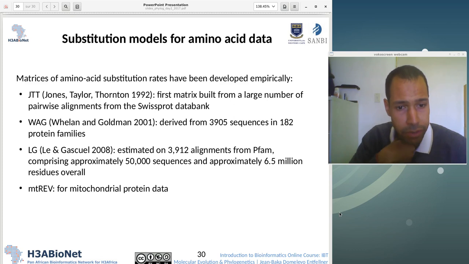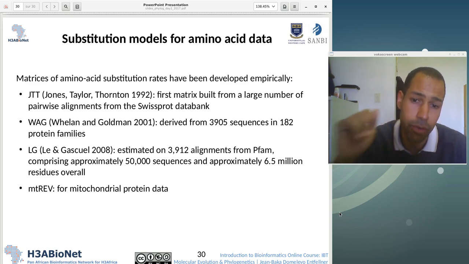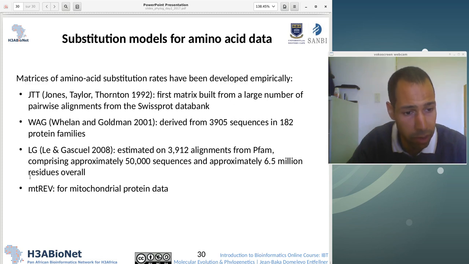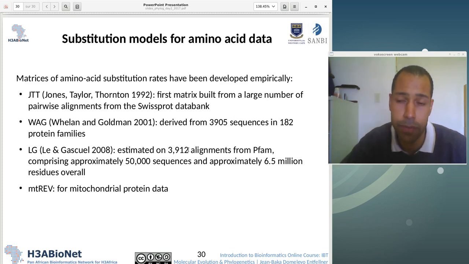So JTT 1992, the first matrix built from a large number of pairwise alignments, Jones, Taylor, and Thornton. You have WAG, later on Whelan and Goldman, also from analyzing a large number of aligned sequences, and LG, Le and Gascuel 2008, the last general purpose protein evolution model. So increasingly large data sets have been analyzed in order to evaluate these matrices of instantaneous substitution rates. And you have some specific non-general purpose matrices, like MTREV, which is for mitochondrial protein data only.